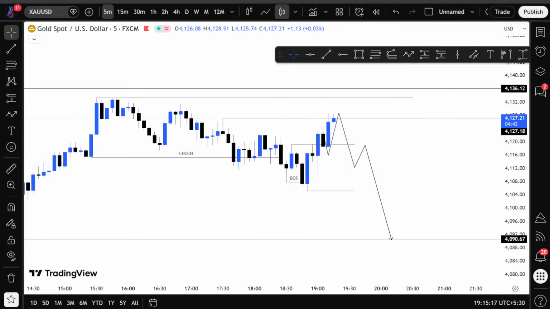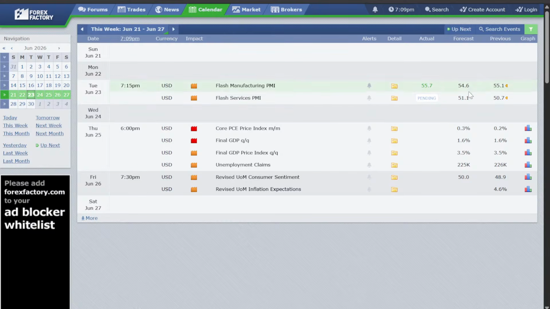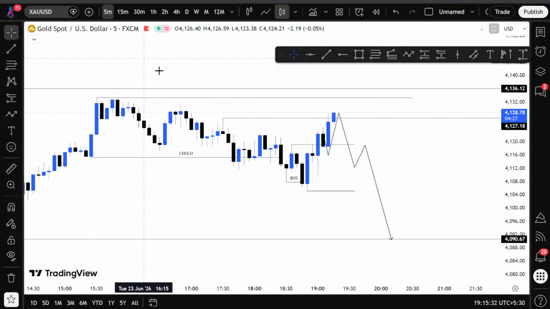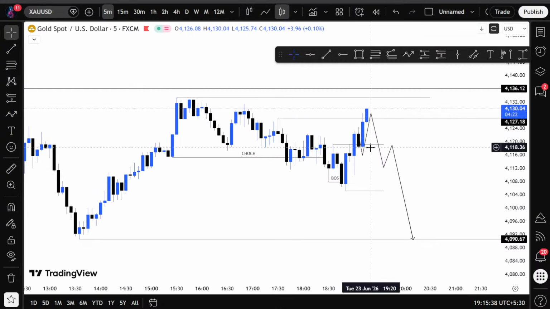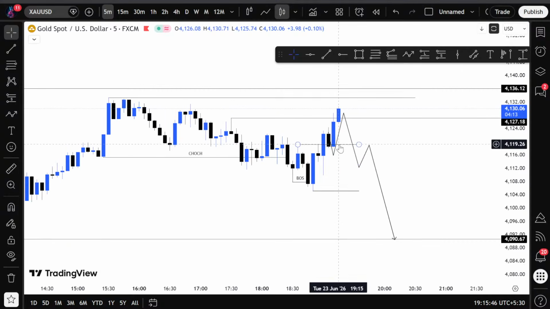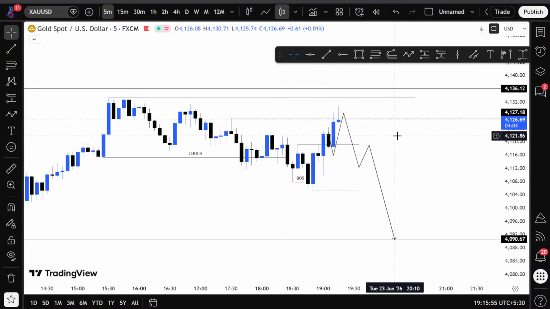So news is here, guys. Let's see. 55. Previously, forecast is greater and greater. It is good for dollar, so gold is bearish. This candle closed back below 14118, then we are shorting. Wait for this candle to close below again. We already have our sweep, and now we need a drop. Our stop loss will be above this high now.